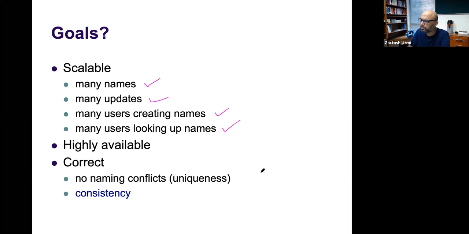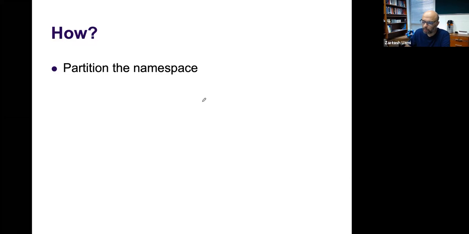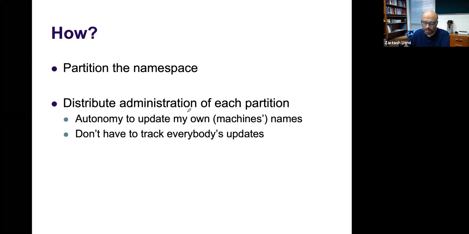Quick question? No? Great. Okay. So we'll quickly move forward. So how do we achieve all of those things? Scalability, lots of users accessing the DNS system, lots of users updating it, lots of websites, etc. So it is done by means of distributed systems. So you partition the namespace, and distribute the administration of each partition.